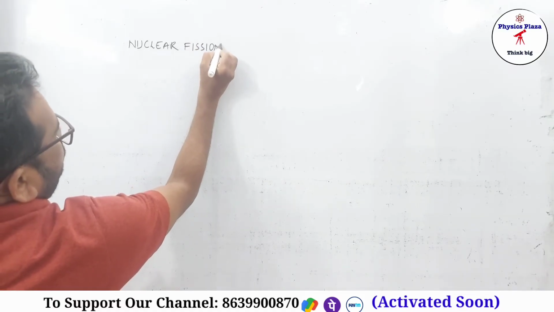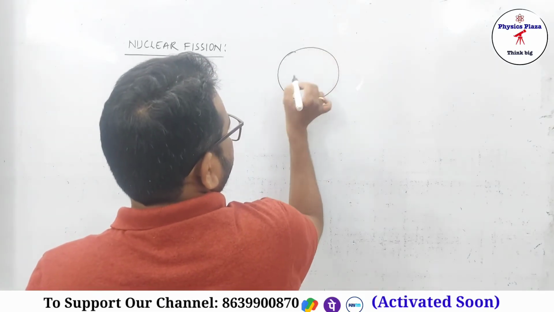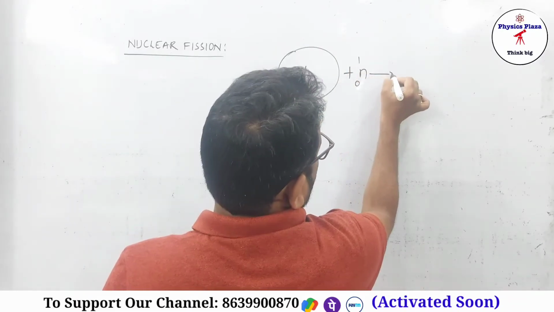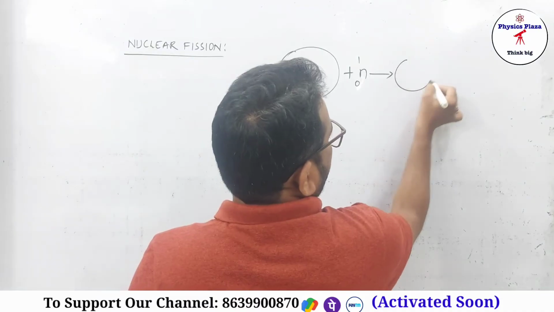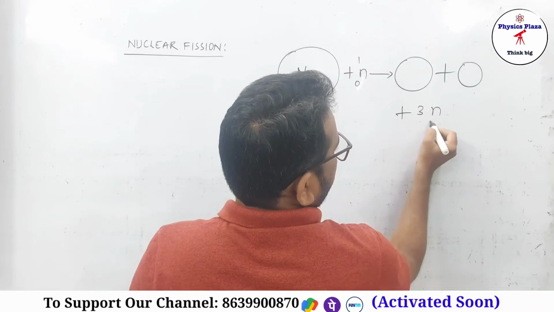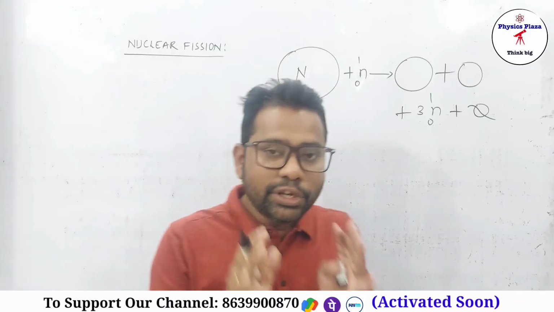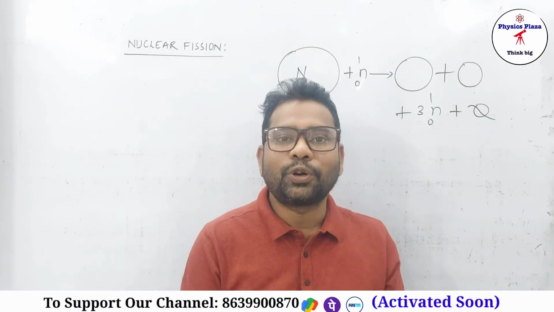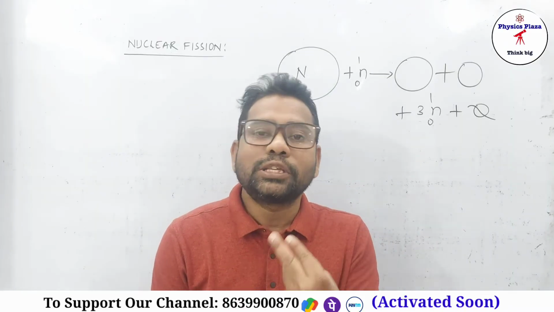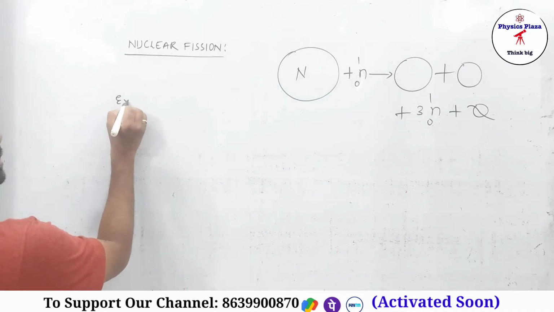Nuclear fission. So in this, what will happen, children? In simple terms, a heavy nucleus when bombarded with one slow neutron will split into two nuclei, and 3 neutrons are released, followed by some energy. That's it. When a heavy nucleus is bombarded with a slow neutron, it gets split into two almost equal nuclei. This process we call nuclear fission. Let us take an example, then you will understand better.